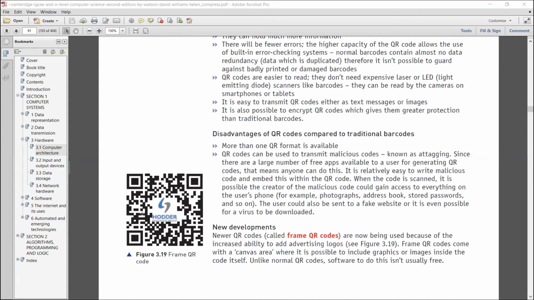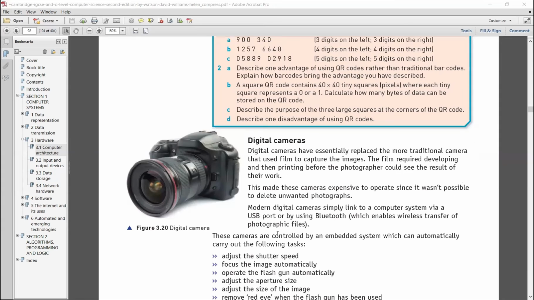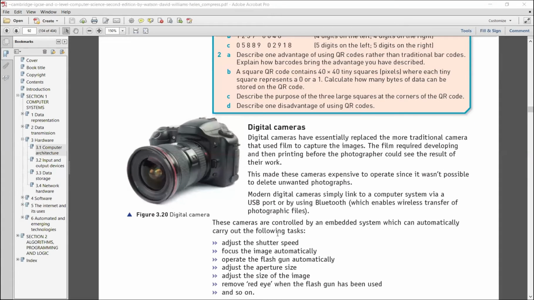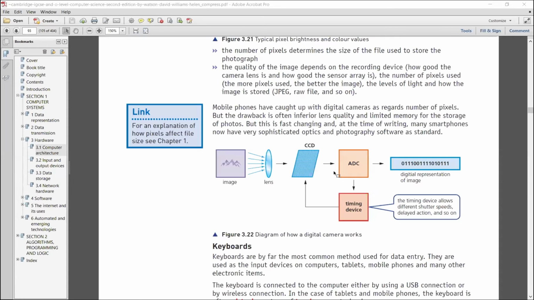Now, again, digital camera, very simple. You know the digicams, what are they meant for? Simple application, that is what you need to know, nothing else but what digicams are meant for. Not at all what happens when a photograph is taken. Please, I'm telling you again, you don't have to rote learn this at all.